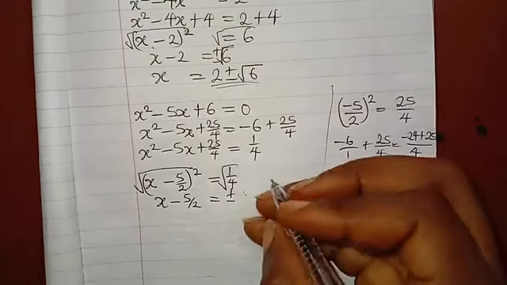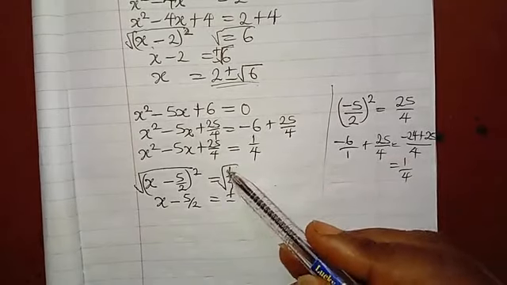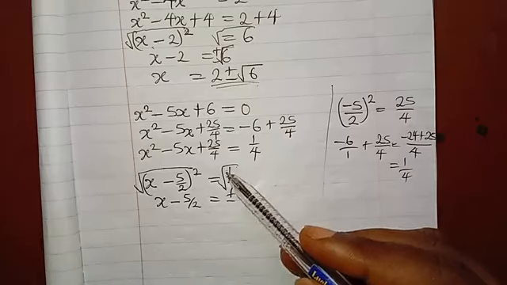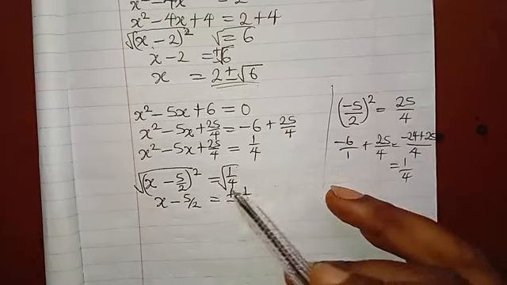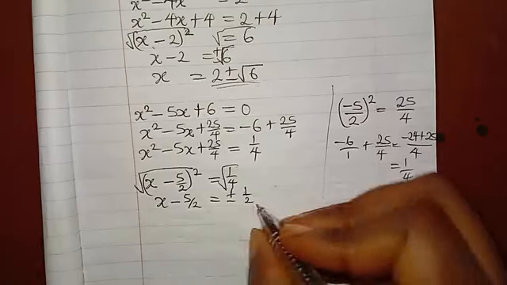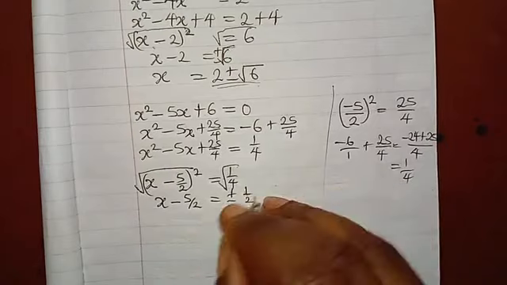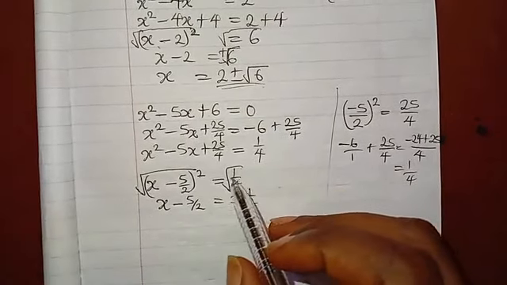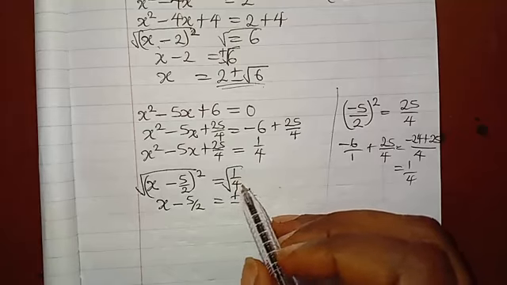Now, root 1 over 4 is equal to half, because the square root of 1 is 1, and the square root of 4 is 2. So, we can get this out of this square root. Okay, and it's a plus or minus because plus half times plus half is equal to 1 over 4, and minus half times minus half is equal to 1 over 4.